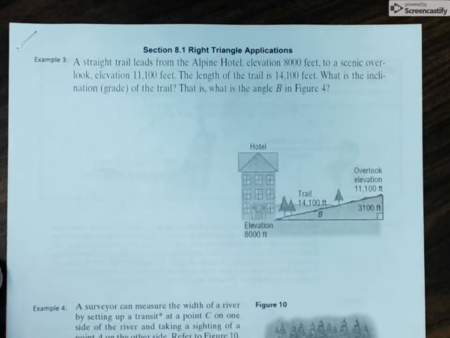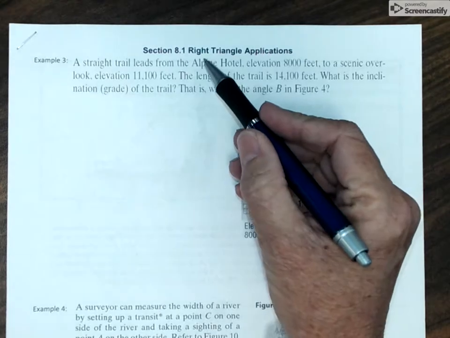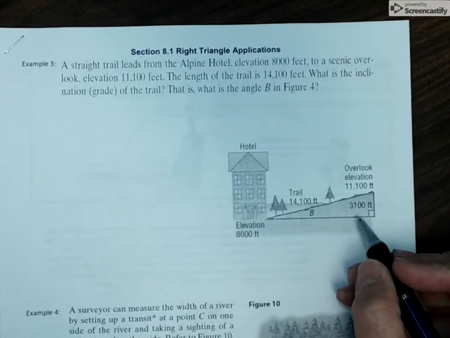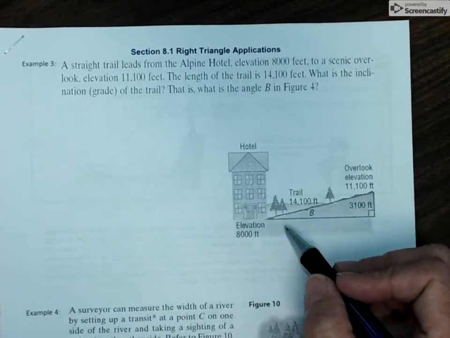Okay, let's take a look at our application problems for section 8.1. Keep in mind that we're looking at right triangles. So we are assuming every triangle in here is a right triangle. Okay, on this first one, we've got this hotel.